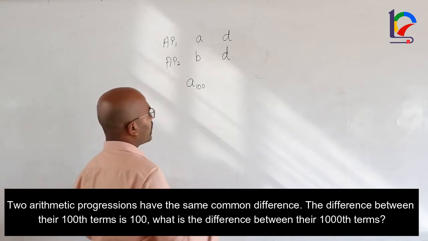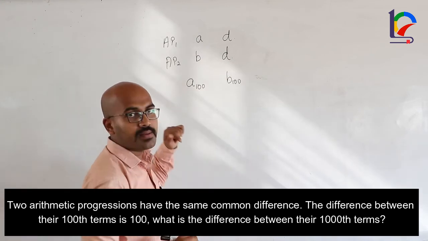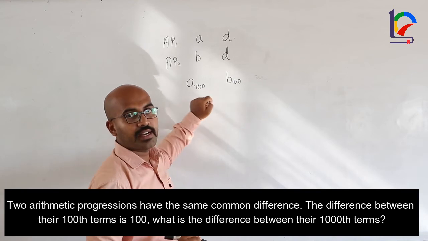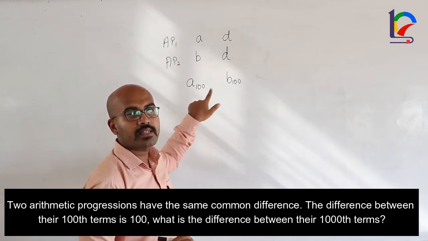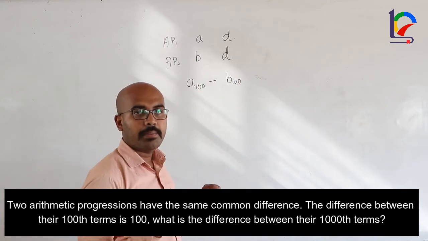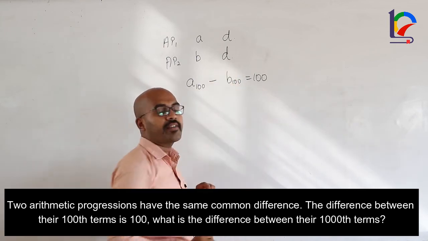So, for the second AP, b100, because the first term is b. This is just a notation. So, what have they given? The difference between the 100th terms: a100 minus b100 is equal to 100.